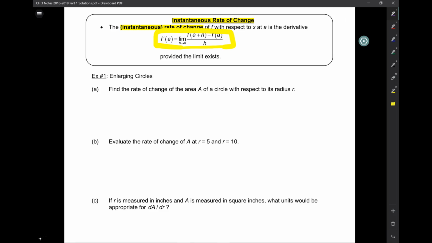Okay, so let's talk about this first example: enlarging circles. We're going to talk about a circle that is just getting wider and bigger. It says, find the rate of change. What's another word for rate of change? Slope or derivative. Find the rate of change of the area A of a circle with respect to its radius r. So we need to find the derivative of A, and the variable is r. That's what that tells you.